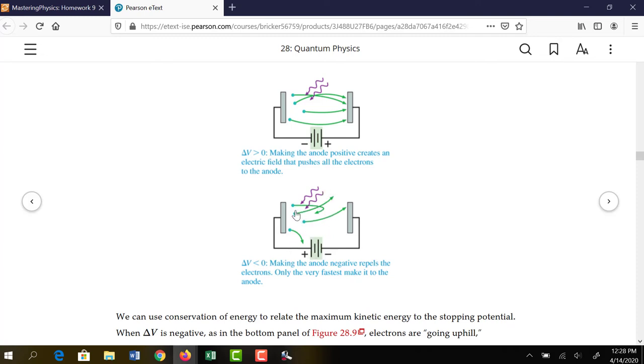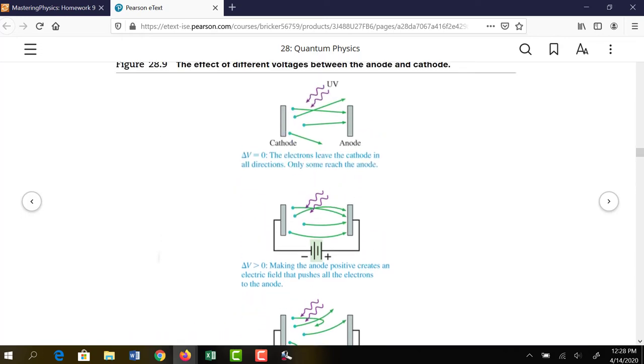You would have electrons freed, and then they would go across this way. Now, if you reverse the battery like this, the electrons don't want to go across. So you could adjust the voltage of the battery and stop any of this from happening. Essentially, you're taking the kinetic energy that the electrons would have had when they were liberated and turning it into electrical potential energy. So the maximum kinetic energy turns into electrical potential energy.